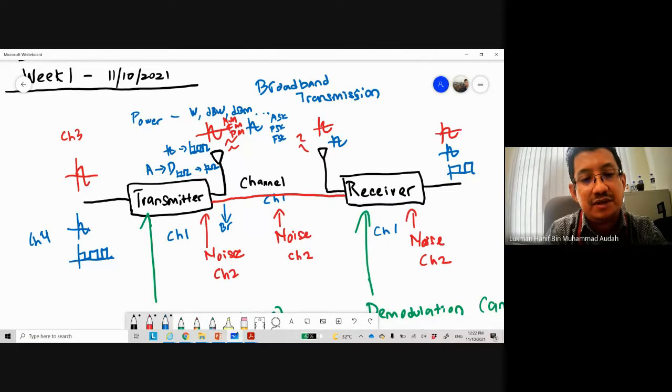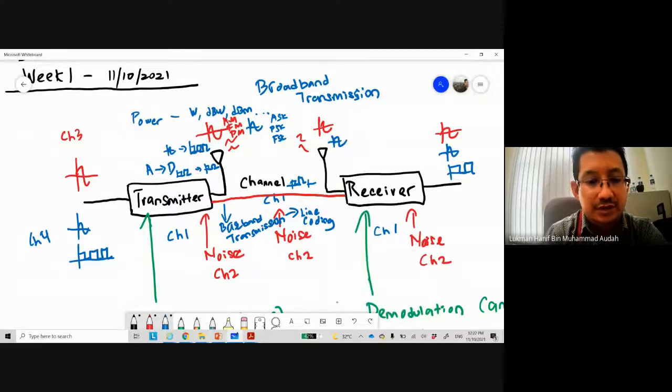It is called baseband transmission. Okay, so this is using line coding. So I'm talking about a digital system. That means you are going to transmit digital data along the cable. So baseband transmission in chapter 4 digital system, you will transmit the digital signal using a line coding method.